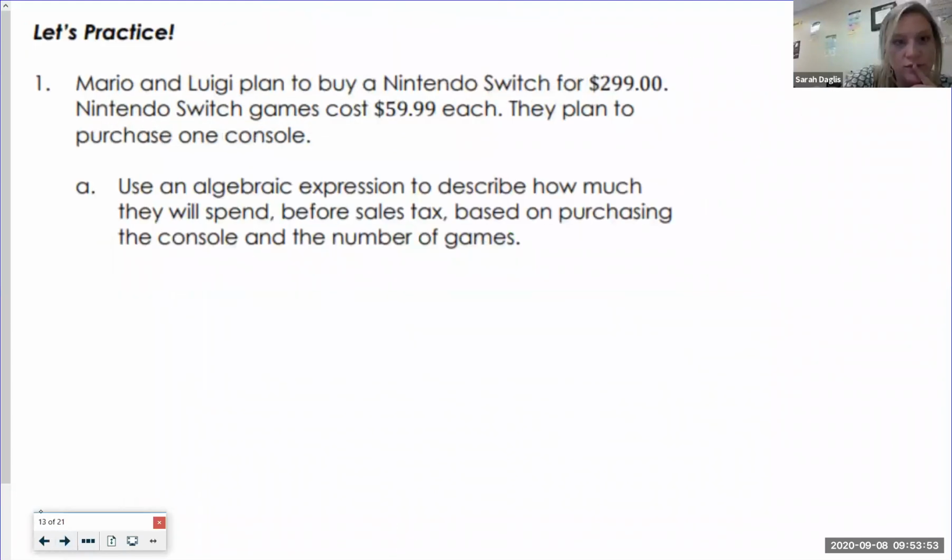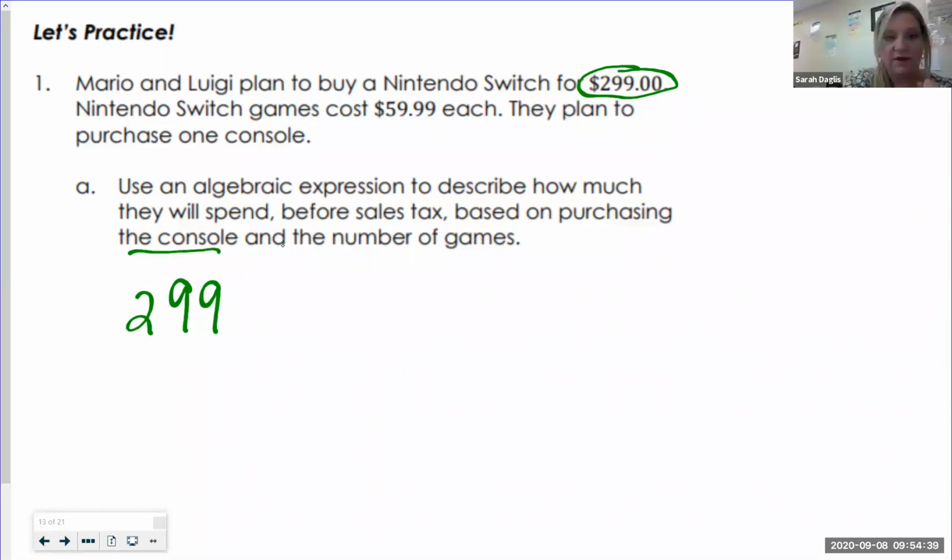All right. So we have Mario and Luigi. They plan to buy a Nintendo Switch for $299. Nintendo Switch games cost $59.99 each. They plan to purchase one console. That makes sense. You usually buy one console. Write an algebraic expression to describe how much they will spend before sales tax based on purchasing the console and the number of games. Okay, so we know they're going to buy one console, which means they're going to spend $299. That is a given. They have to spend that much money to get the console. Okay, so there's the console.